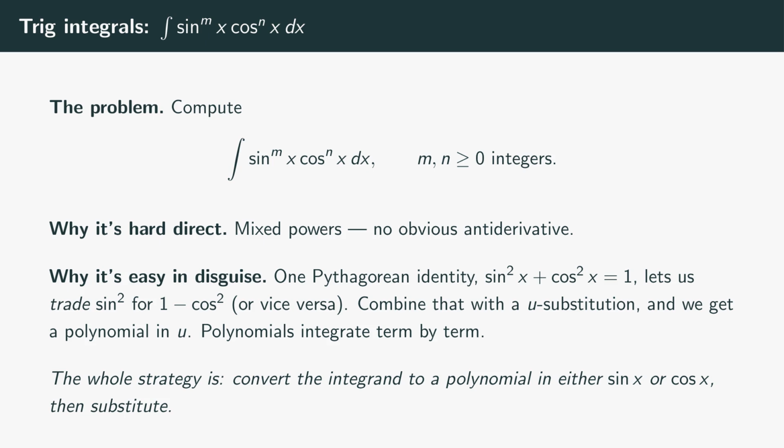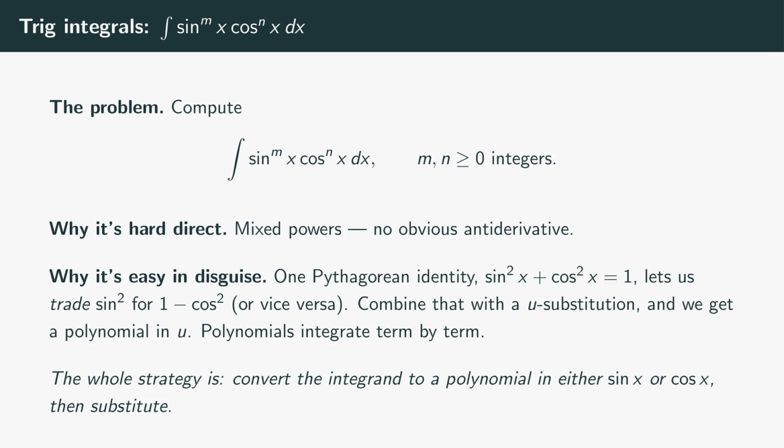But it has a clean strategy, and the strategy uses exactly one fact, the Pythagorean identity, sine squared plus cosine squared equals 1. That identity lets you trade. Anywhere you see sine squared of x, you can replace it with 1 minus cosine squared of x. Anywhere you see cosine squared of x, replace with 1 minus sine squared of x.